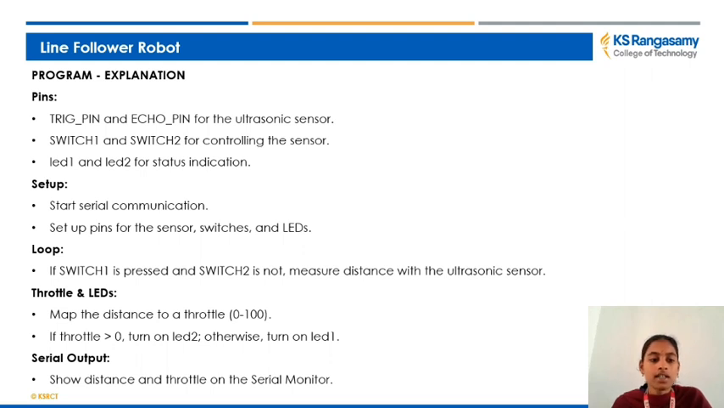In setup, start serial communication and set up pins for the sensor, switches, and the LEDs. In the loop, if switch 1 is pressed and switch 2 is not, it measures the distance with the ultrasonic sensor, then maps the distance to a threshold from 0 to 100 levels. If the threshold is greater than 0, turn on LED 2, otherwise turn on LED 1. Serial output shows the distance and threshold on the monitor.